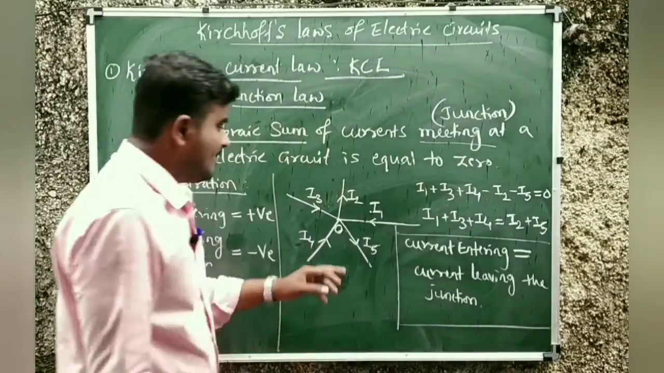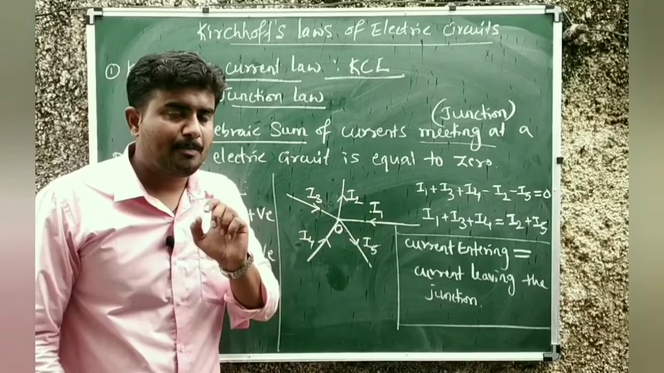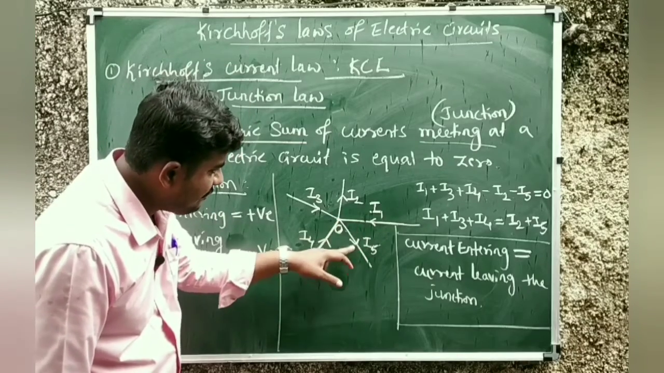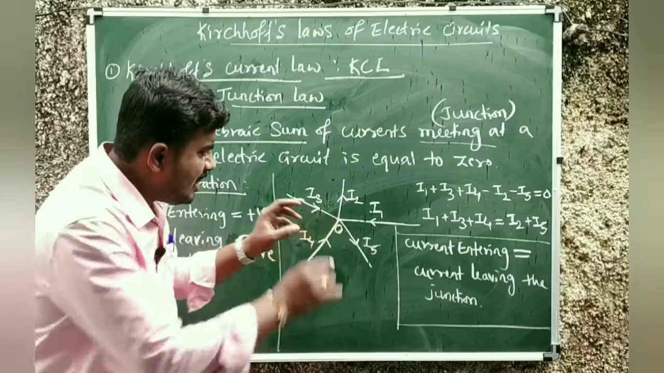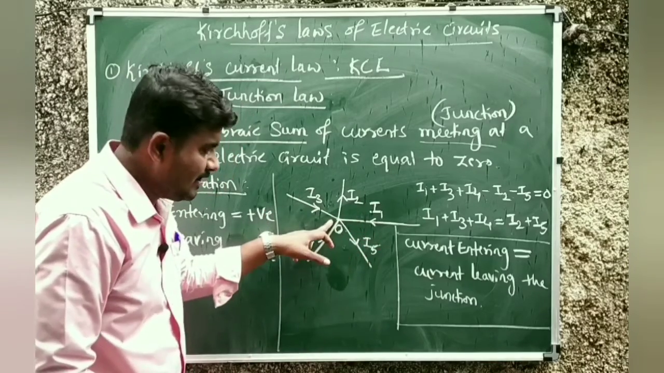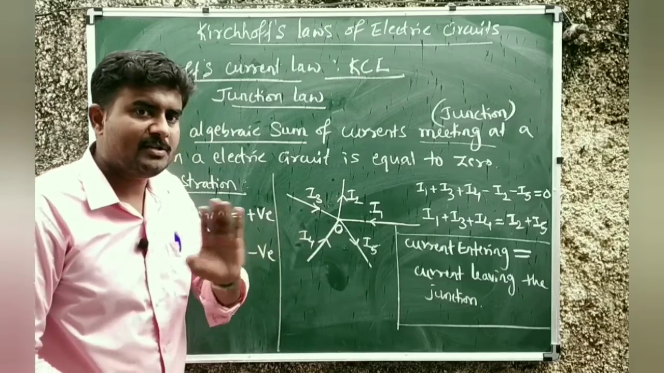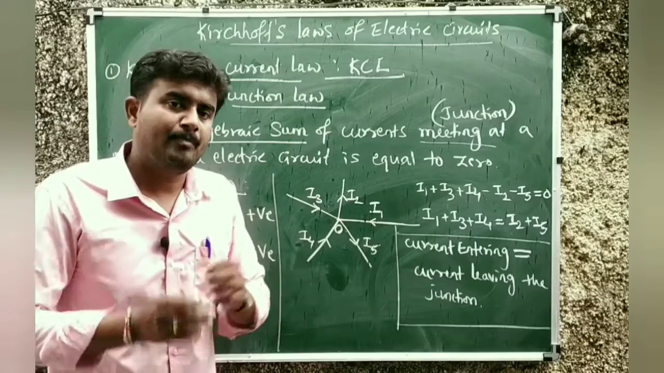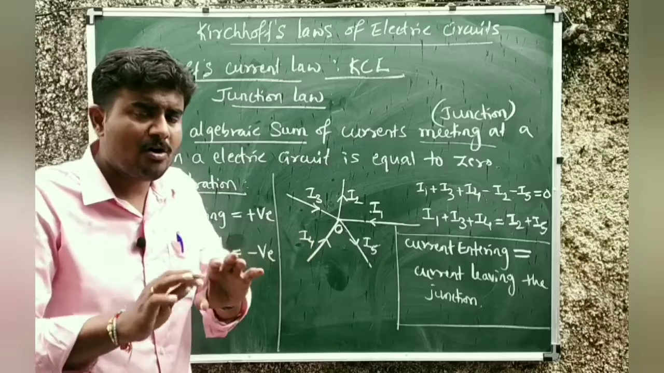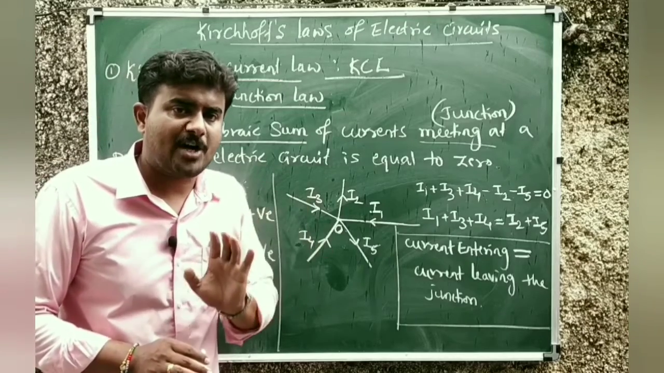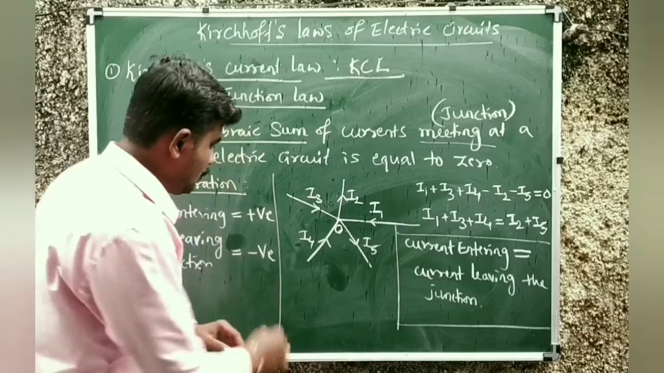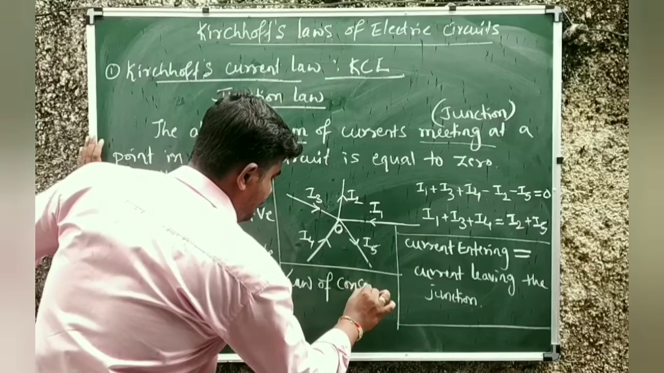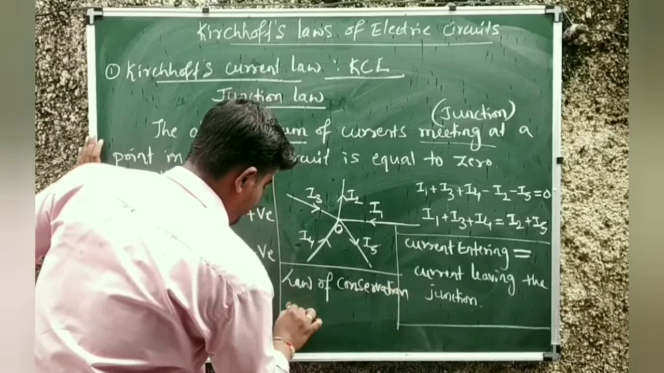And this Kirchhoff's current law works on the principle of law of conservation of charge. It means I1 current is entering the junction, I5 current is leaving the junction. The number of charges that enter the junction and the number of charges that leave the junction must be the same, because according to the law of conservation of charge, charge can neither be created nor be destroyed, but it can be transferred. For an isolated system, the total charge must be constant. Understand? So, it works on the principle of law of conservation of charge.